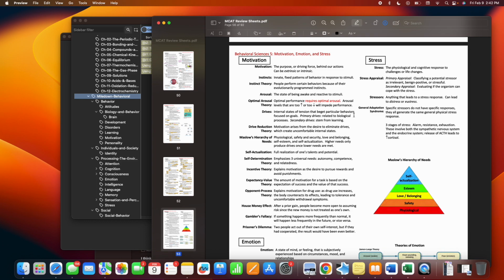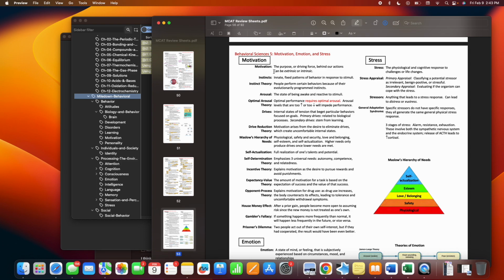Let's now continue with chapter 5, which is about motivation, emotion, and stress. So what's motivation? I know that we have external and internal motivation, and motivation is the purpose or driving force behind our actions, and it can be extrinsic or intrinsic, as I just said. So whatever intention you have behind your actions, that's your motivation.